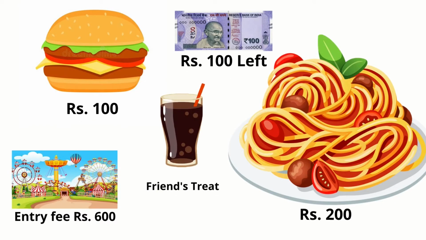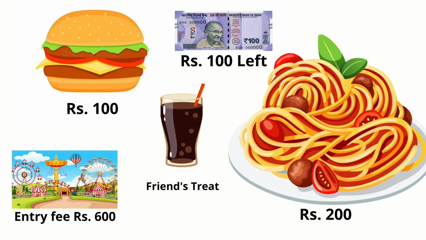Rupees 600 was the entry fee. I had a burger for rupees 100 and I also had a cola, but it was a treat. And I also had a pasta for rupees 200, so I should have rupees 100 left. You checked your wallet and there was 100 rupees left. Next morning, you gave your dad the remaining money and the accounts.